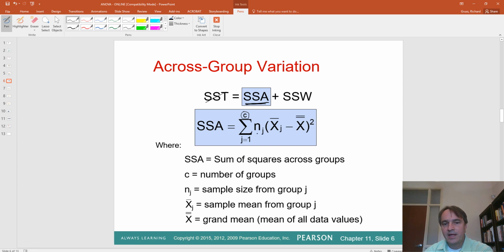We're going to multiply the number of observations in that group times the squared distance from the average of that group. J refers to the group. It's the average of that group minus the grand mean, squared. I'll show you the visual way of understanding that difference on the next slide.